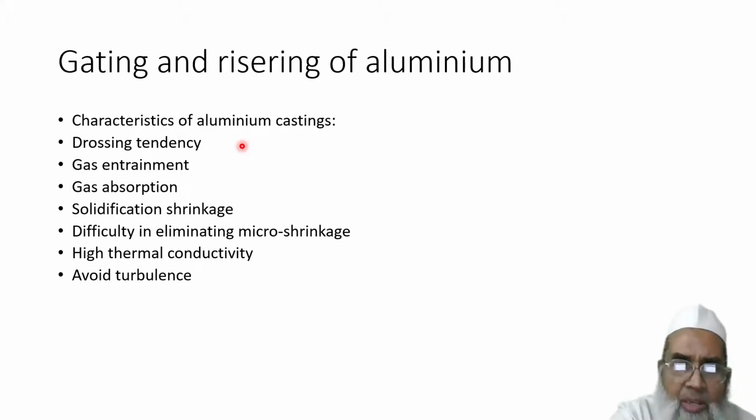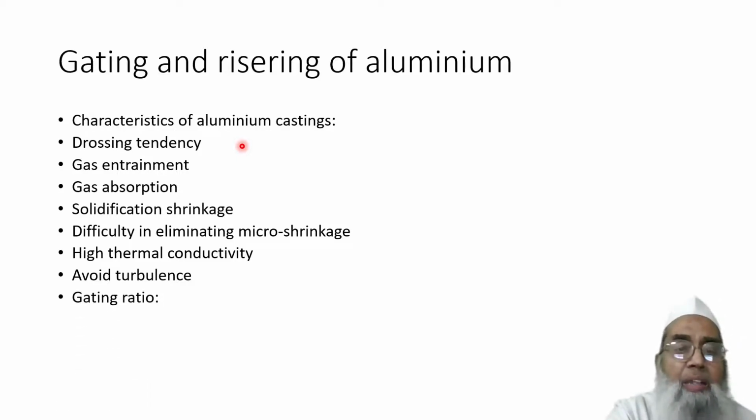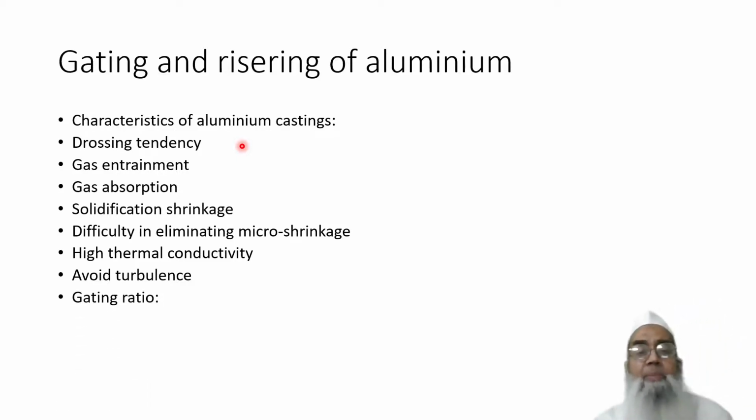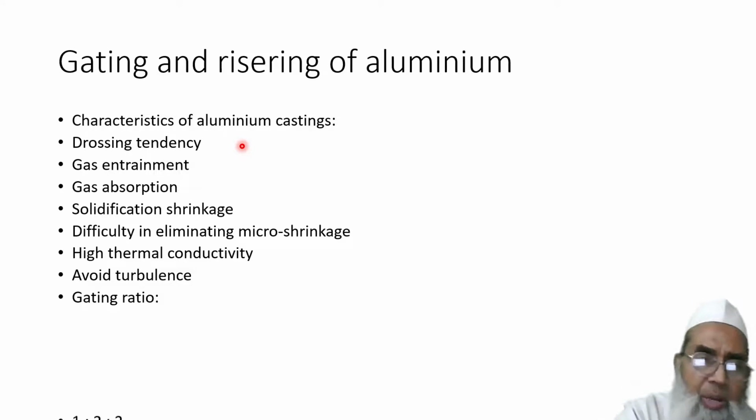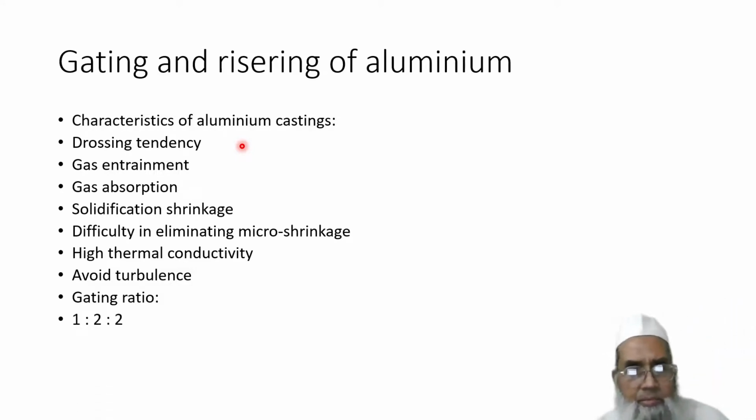This turbulence may cause entrapment or develop all the characteristics mentioned above, and therefore by avoiding turbulence, we can eliminate all the problems indicated above. Now, keeping this reduced, we have a gating ratio, a non-pressurized one, so that turbulence can be reduced.